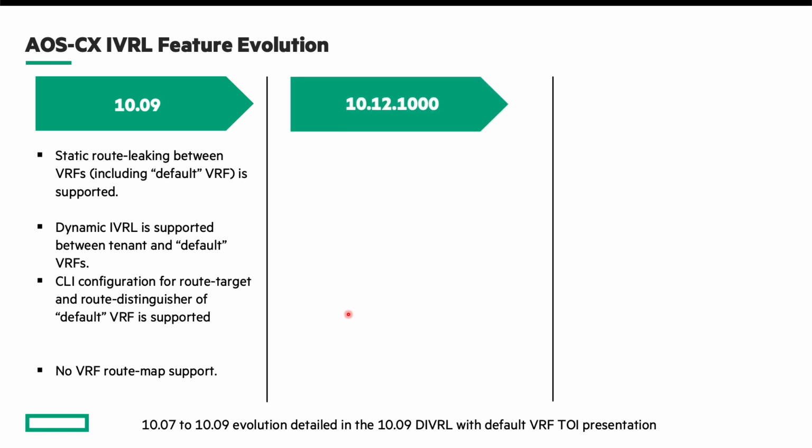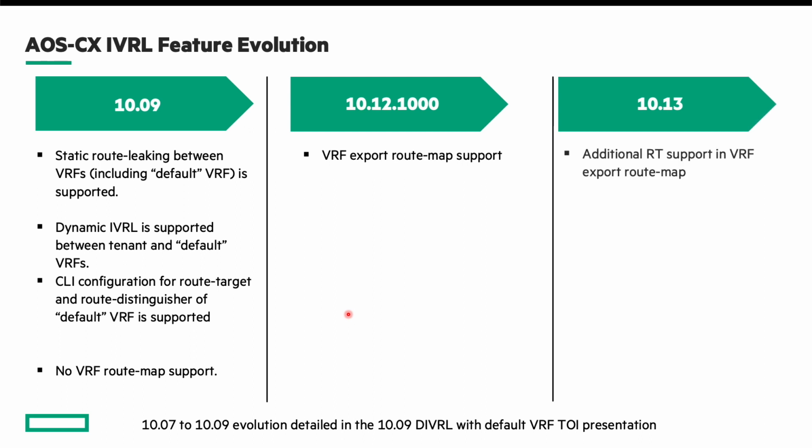In 10.12.1000, not the first release of 10.12 but 10.12.1000, what came was the VRF export route map. This is the subject of the current presentation, to cover this VRF export route map. And in 10.13, there is another evolution coming, which is how we can add a route target in this export route map.